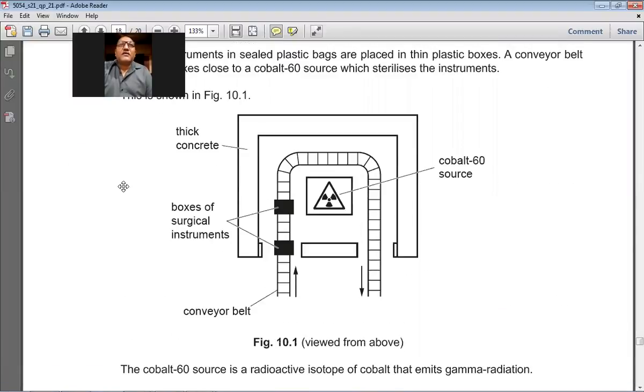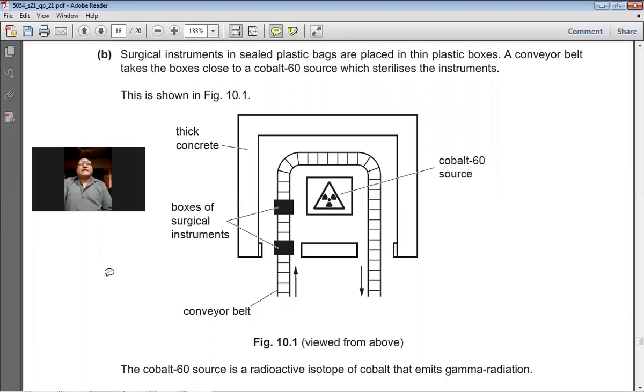Okay. Now, surgical instruments in sealed plastic bags are placed in thin plastic boxes. So those instruments are inside the plastic bag. Then we have a plastic box. A conveyor belt takes the boxes close to a cobalt-60 source, which sterilizes the instruments. So here we have the cobalt-60 source, and it is giving out radiation, and when that radiation passes through these boxes and touches the surgical instruments, they are sterilized. The germs are killed.